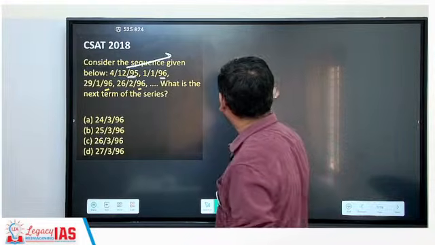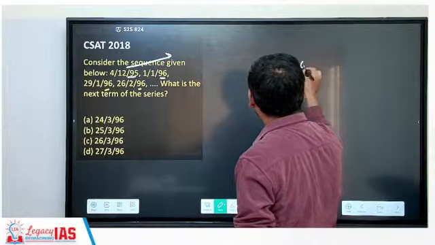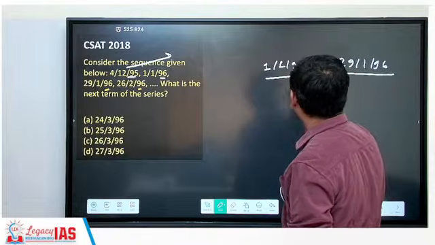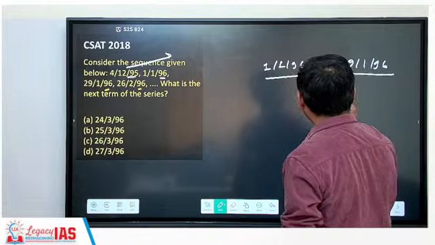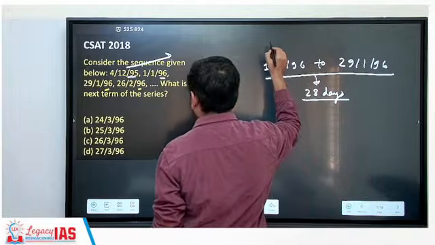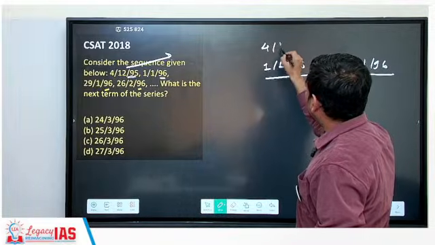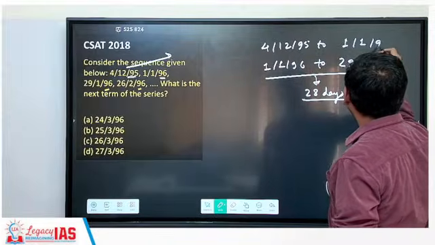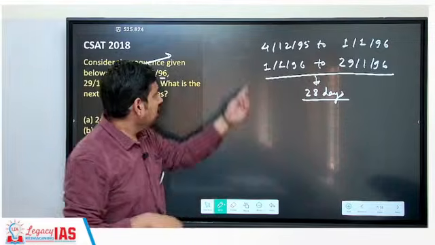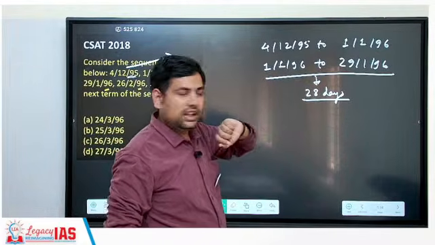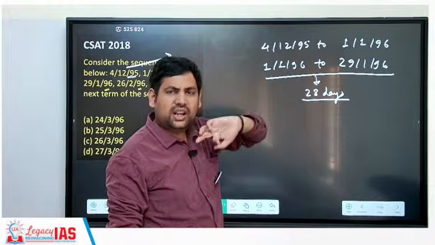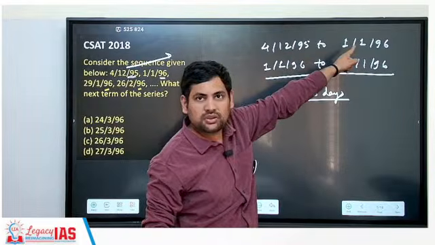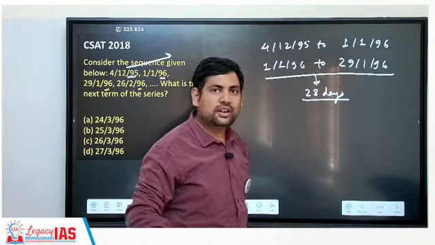Now, if you look here, 1196 to 29196. How many days? This is 28 days. Correct? Now, similarly, if I try to look from 41295 to 1196, how many days? So 4 is here. Correct? Now, how many days are left? In December, there are 31 days. Correct? So 27 days of December, and then you get to the first day, 1st January of 96.